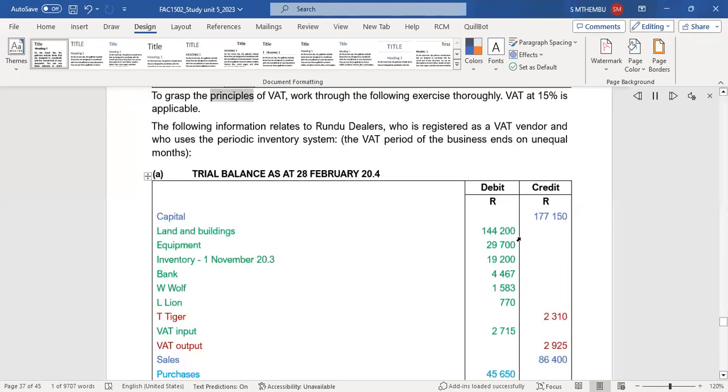To grasp the principles of VAT, work through the following exercise thoroughly. VAT at 15% is applicable. The following information relates to Runda Dealers, who is registered as a VAT vendor and who uses the periodic inventory system. The VAT period of the business ends on unequal months.